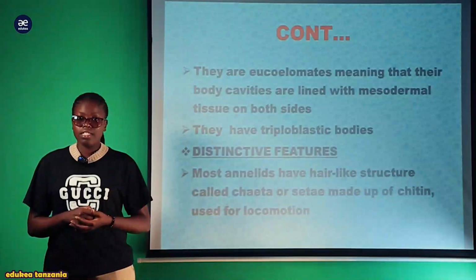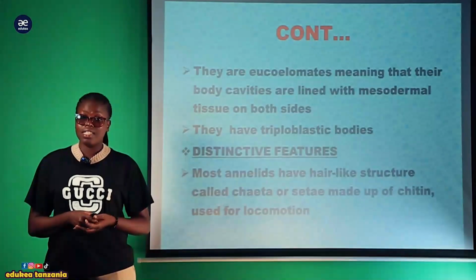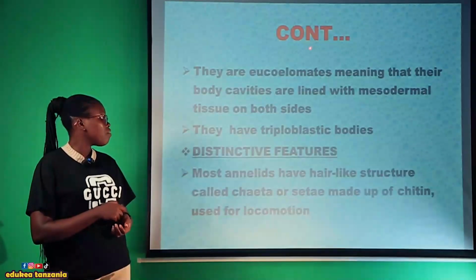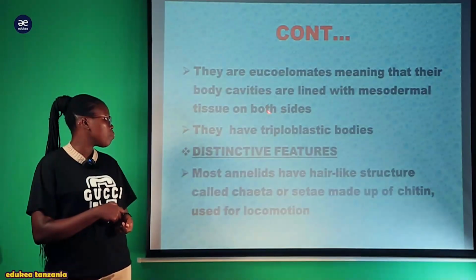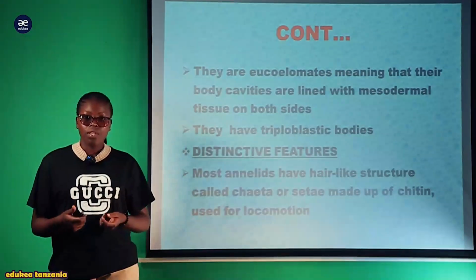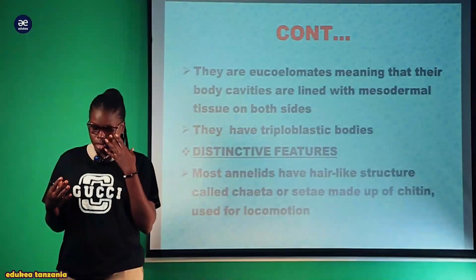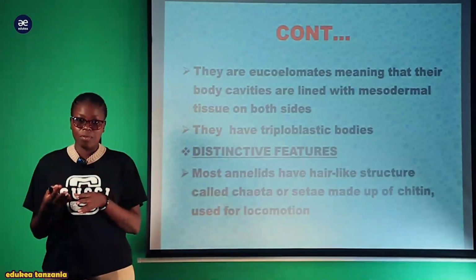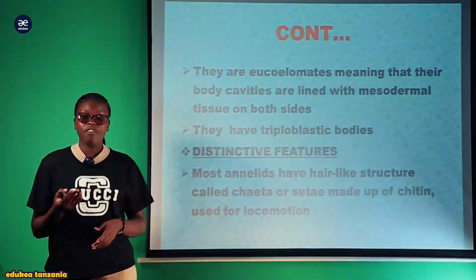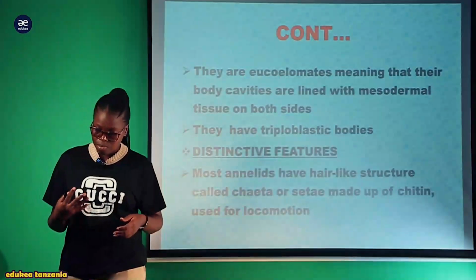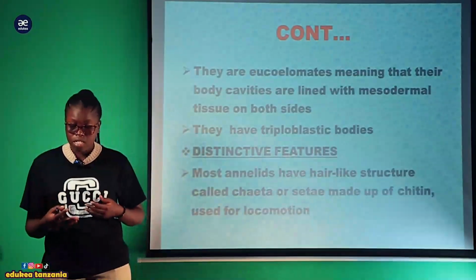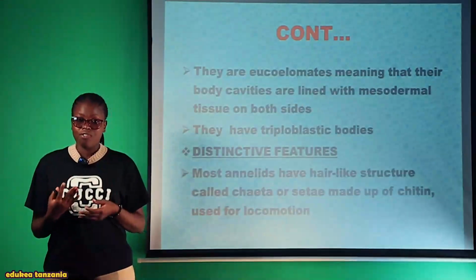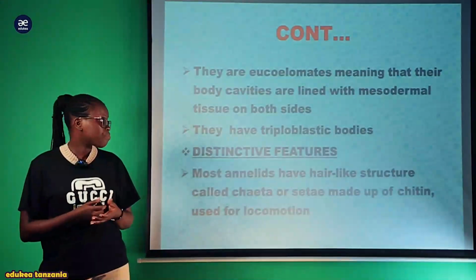Also, these organisms are eucoelomate, meaning that the body cavity is aligned with the mesodermal tissue on both sides. So they have the coelom, the body cavity which is aligned with the mesodermal layer. And this coelom is very important for suspending different organs, maintenance of hydrostatic pressure, and also to provide room for growth and maturation of different body organs.